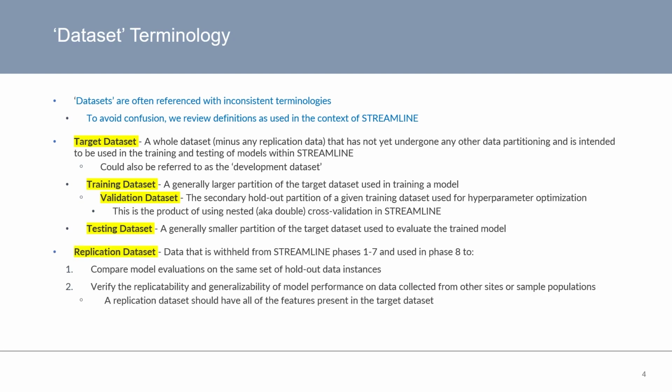And lastly, we have a replication dataset. This is data that is withheld from STREAMLINE throughout phases 1 through 7, but used in phase 8, otherwise known as the replication phase. This holdout replication data is used to conduct and compare model evaluations on the same set of holdout data instances, as well as to verify the replicability and generalizability of model performance on data collected from other sites or sample populations. Of note, a replication dataset should have all the features present in a corresponding target dataset.